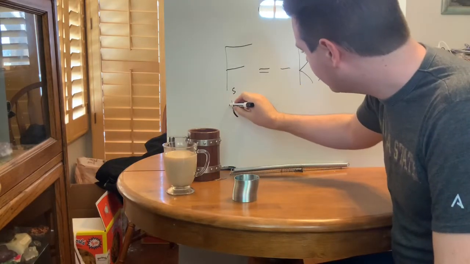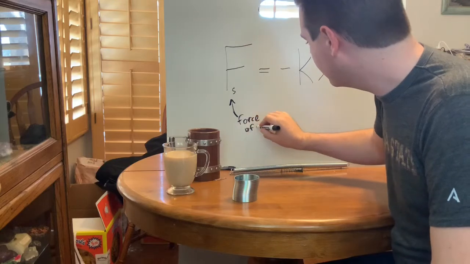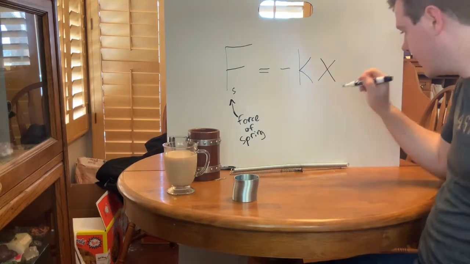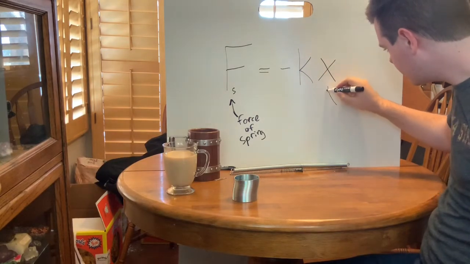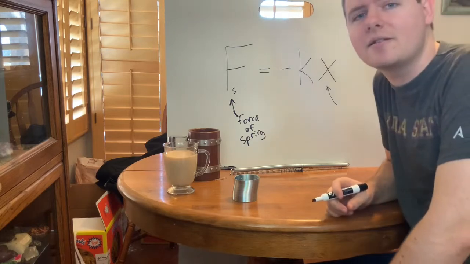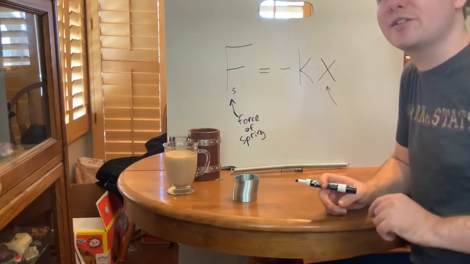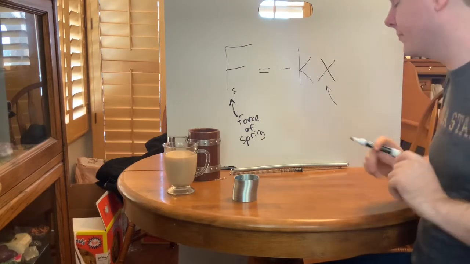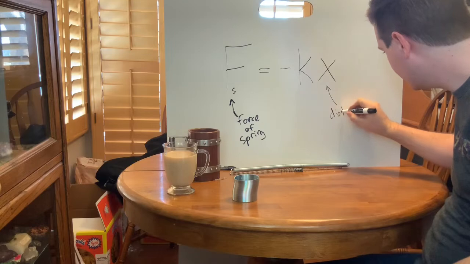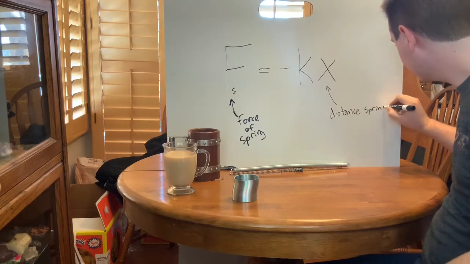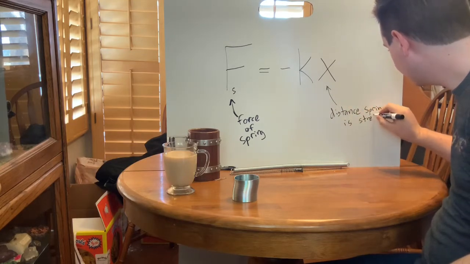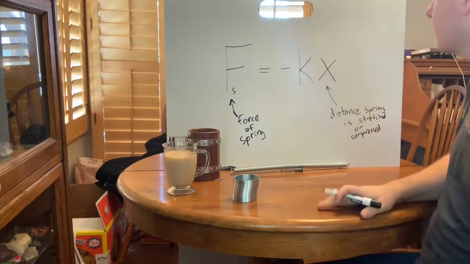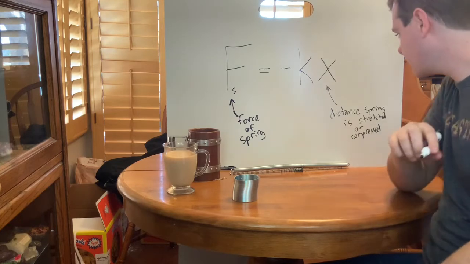So here we got the force of spring. Alright. Now we got two other variables. X. X is going to be the distance that the spring is stretched or compressed from equilibrium. So this is distance the spring is stretched or compressed. Okay, that's not too bad.